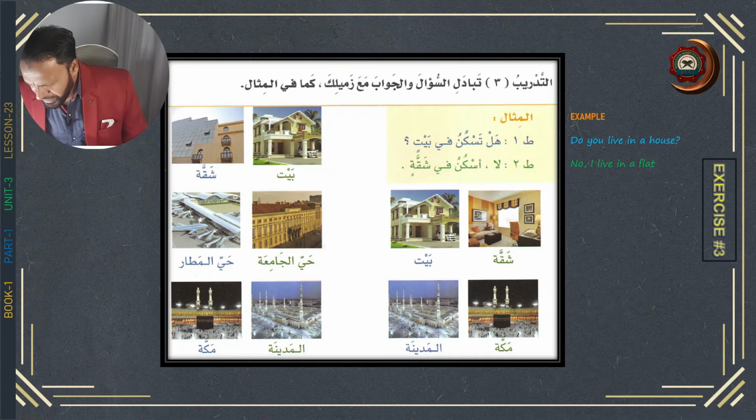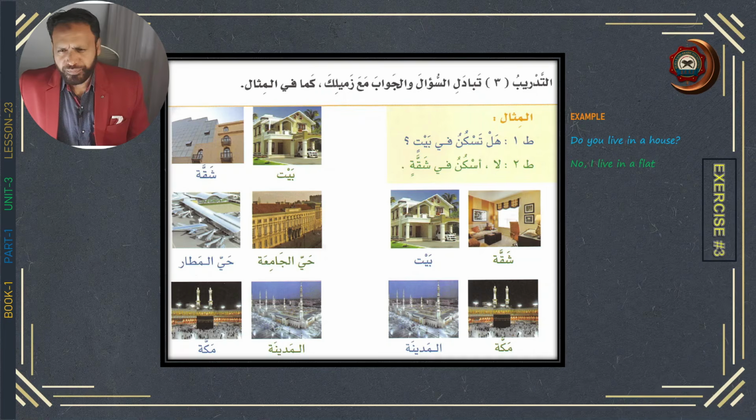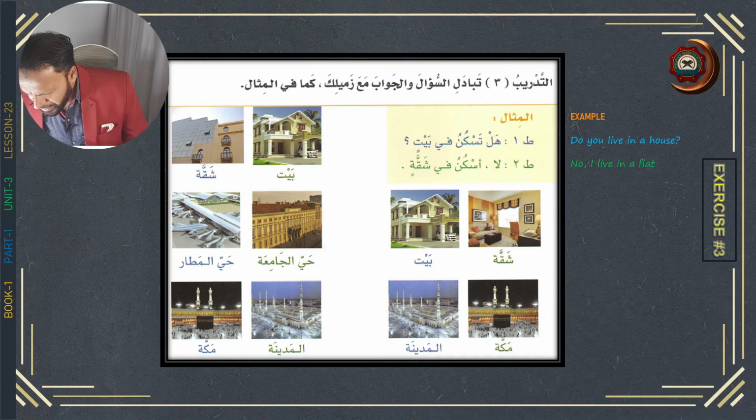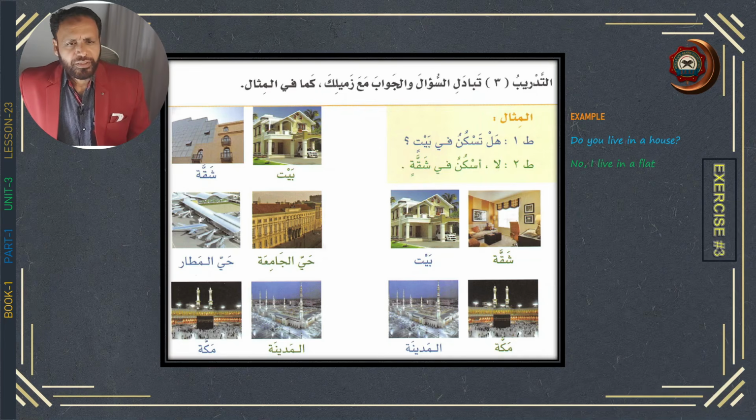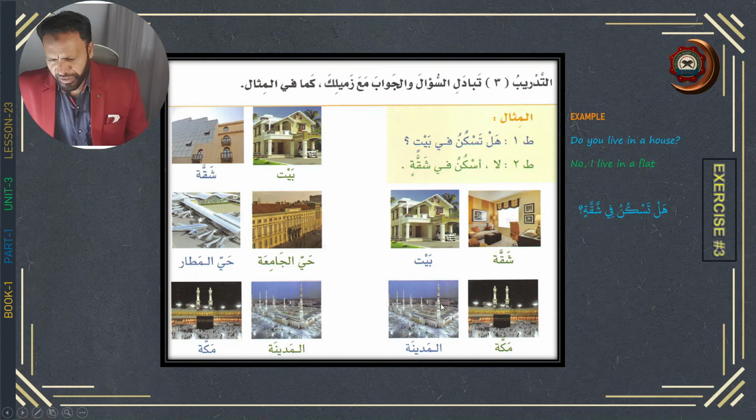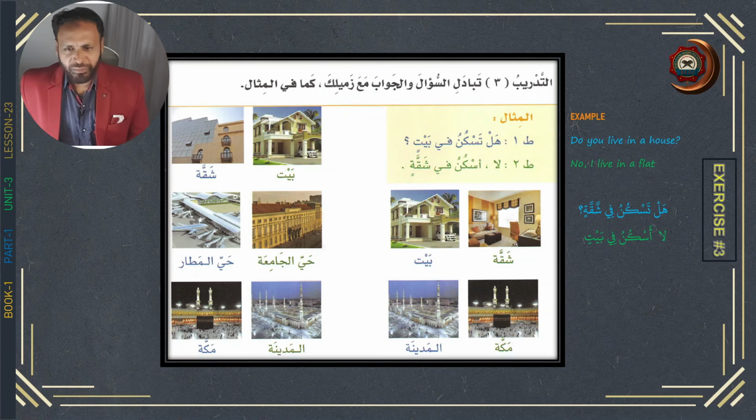So now let's go. Who's left here? Brother Mustafa and Brother Jamil. Take the first one on the rightmost top. Hal taskunu fi shakkatin? Do you live in an apartment? Okay, Brother Jamil. La askunu fi baitin. No, I live in a house. So remember, as I told you, there is a difference between house and apartment, house and flat, right? For us, it doesn't make much difference, but yes, there is a big difference.